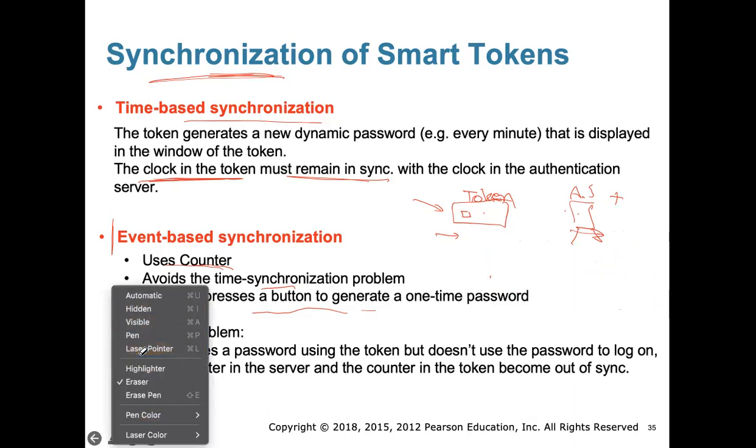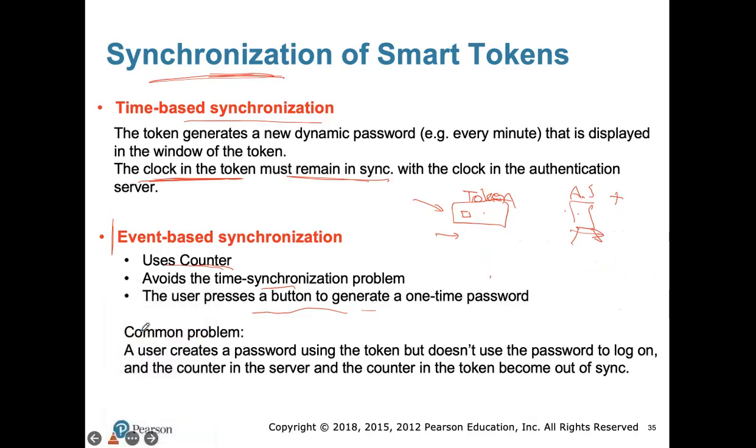Let's say, for example, the token and the authentication server start from a counter 100, and then you press a button, you get the password, you use that password, and the authentication server lets you in, and now both of the counters go to 101. And the next time, the next password which is generated is based on 101. Of course, both of them generate the next password based on 101, so it's going to be a valid password. You apply it, you get authenticated, and both of the counters go to 102, and so on.